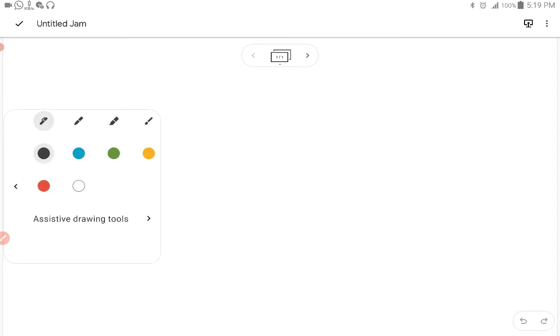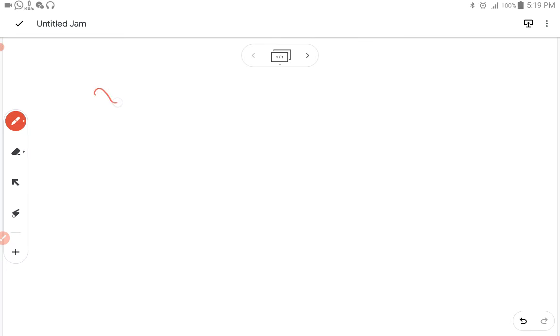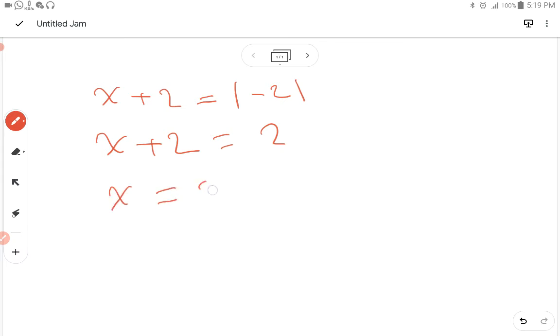x plus 2 equals absolute value of negative 2. x plus 2 equals 2, since absolute value of negative 2 equals 2. x equals 2 minus 2. x equals 0. So the solution set equals 0.